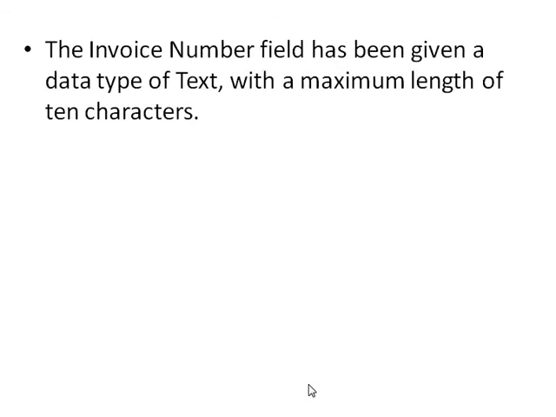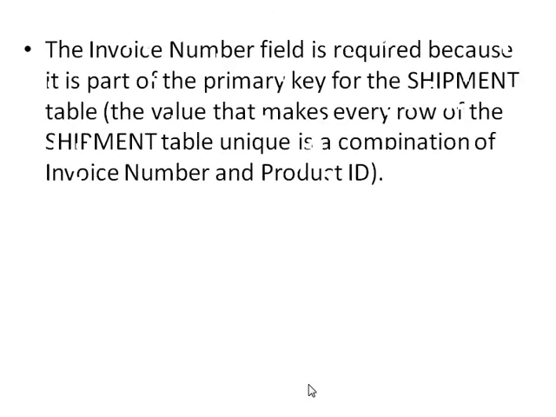The invoice number field has been given a data type of text with a maximum length of 10 characters. The invoice number field is required because it is part of the primary key for the shipment table. The value that makes every row of the shipment table unique is a combination of invoice number and product ID. So how is the shipment table made? It is made from the previous tables, meaning we have to input rows into that table which are present in the invoice table as well as in the order table.